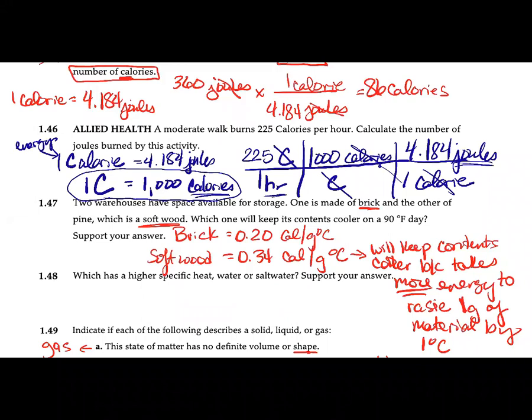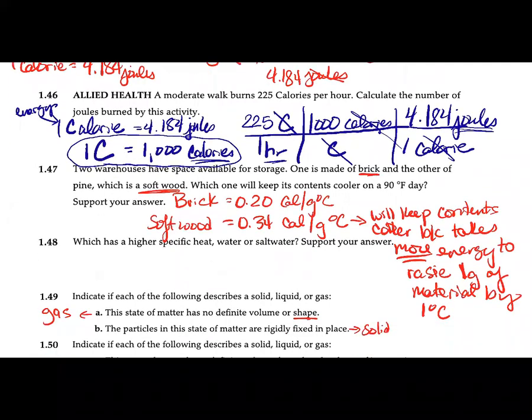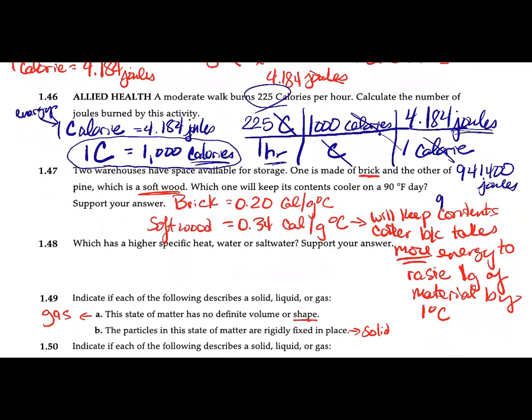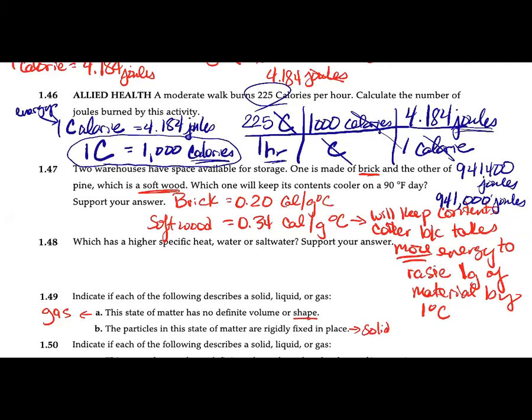So calculate the number of joules burned by this activity, and we did it in 1 hour. So what is the total? You multiply 225 times 1,000 times 4.184, and what you should get is 941,400 joules. But think about our significant figures. We have 3, so we have to round that to 941,000 joules, right? So that gives us our total number.